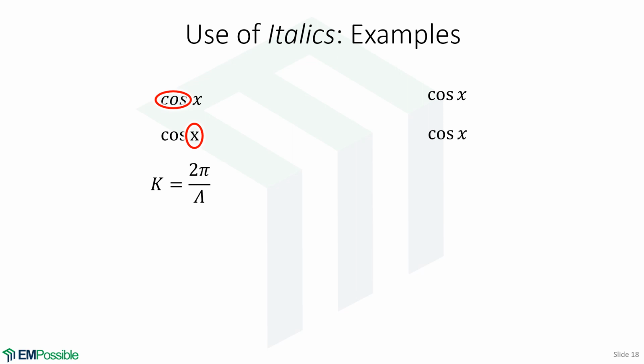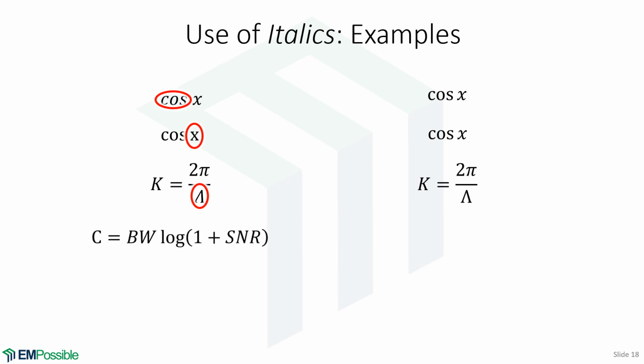Next example. So k is 2 pi over lambda. What is wrong with that? Well, we have an uppercase Greek lambda that's been italicized. And for whatever reason, a reason I don't know, that should not be italicized.